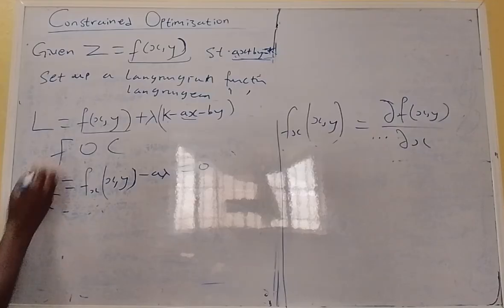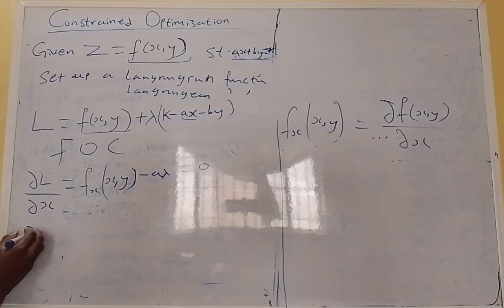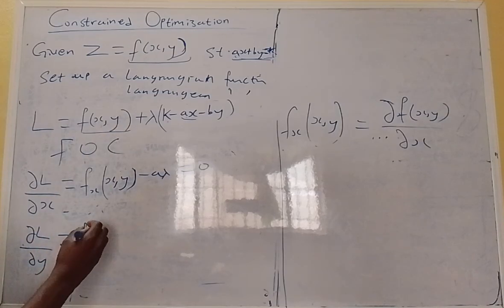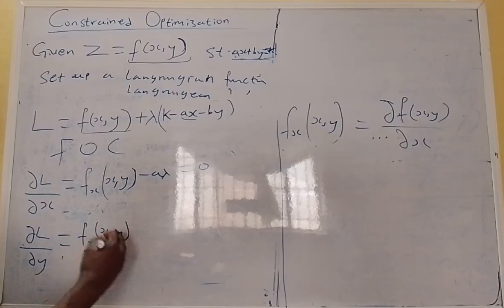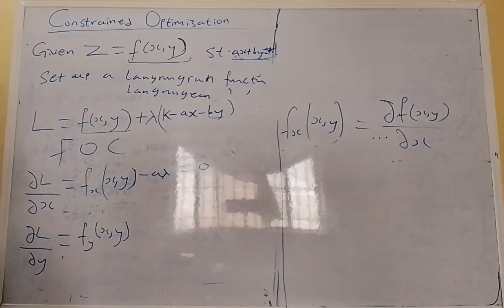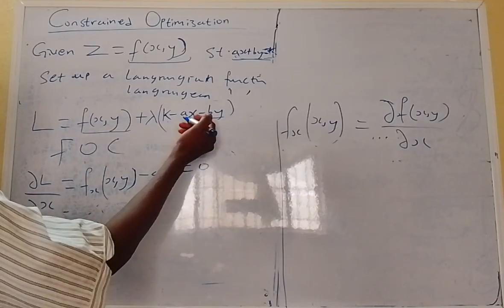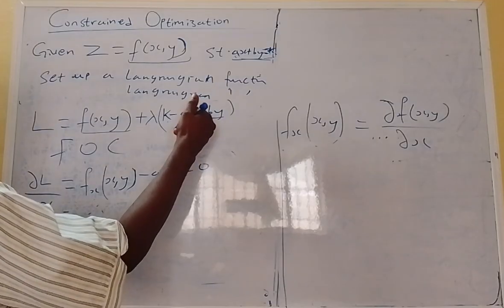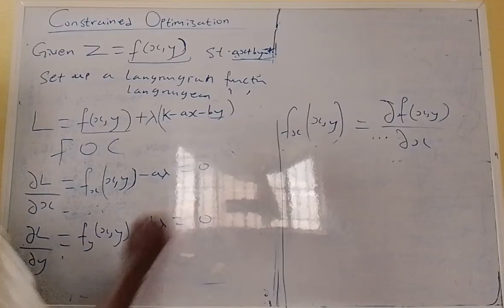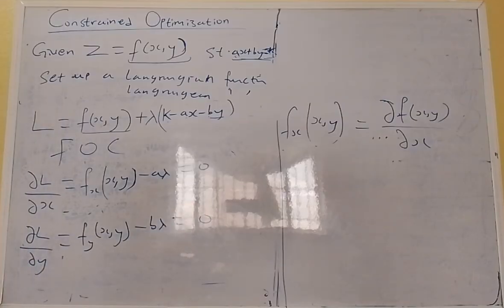The second one, I'm going to do that too. I'm going to have dL/dy, so I'm differentiating with respect to y now. I'm going to have f_y(x, y). Now I'm going to differentiate with respect to y here. This becomes 0. If I differentiate with respect to this, I'm going to have minus b, multiplied by lambda, so minus b lambda. That is 0.